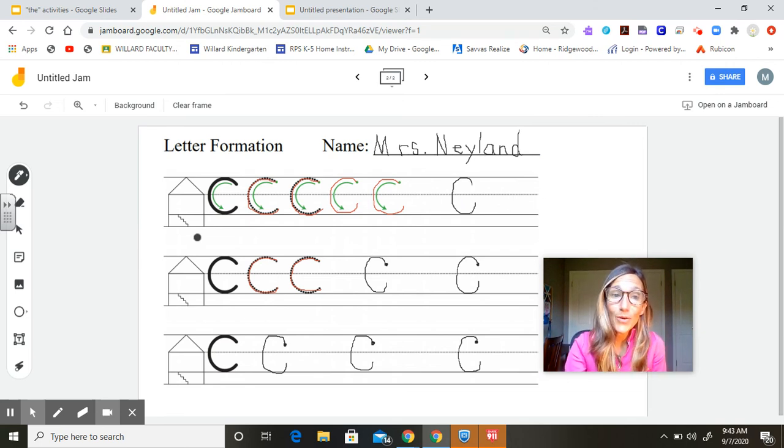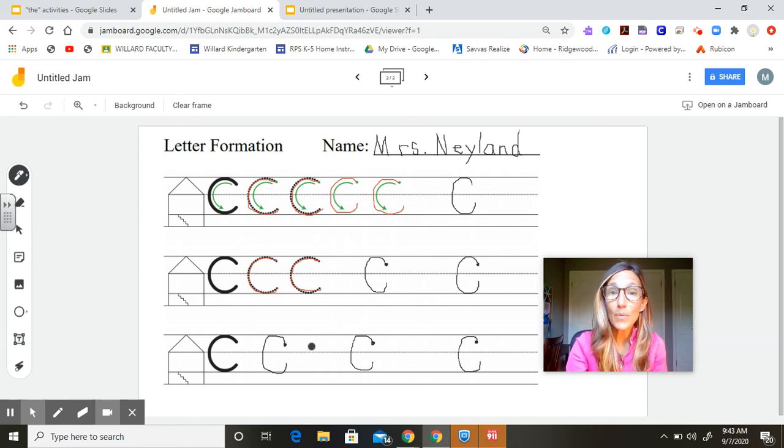So that's what your letter formation paper should look like. And that's how we'll describe the house paper. Remember the roof, the ceiling, the floor, and the basement. And this is the paper we'll use all year long. So we'll go ahead and give this paper a try.